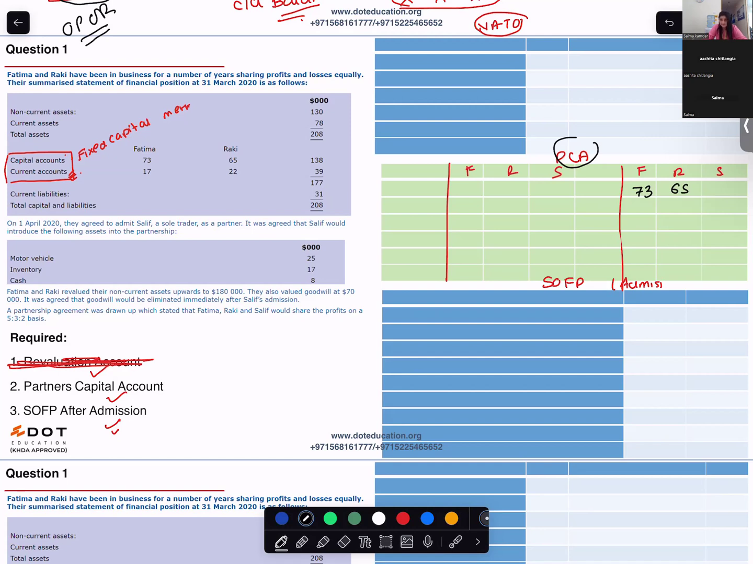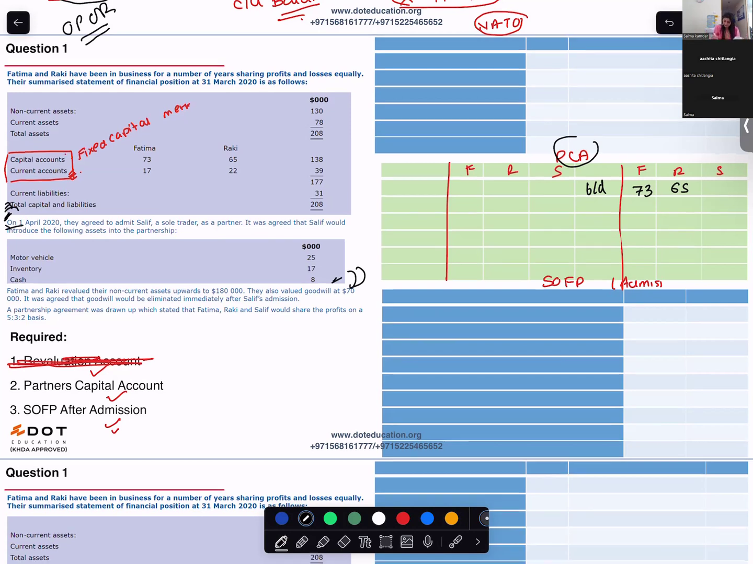Then I have to figure out the assets and all. Read the question, please. On April 1st, 2020, they agreed to admit Saif, a sole trader, as a partner. It was agreed that Saif would introduce the following assets into the partnership. So Saif is getting all these 3 things into the partnership. If he is getting all these 3 things into the partnership, it means what?